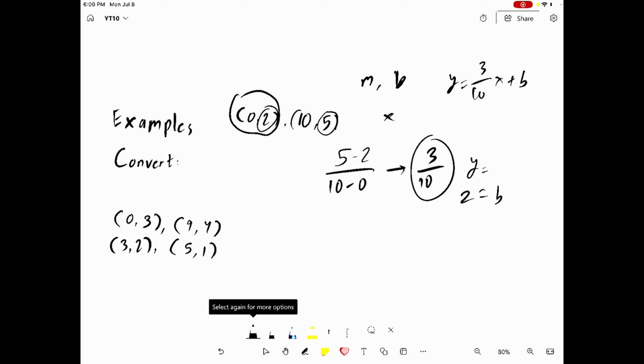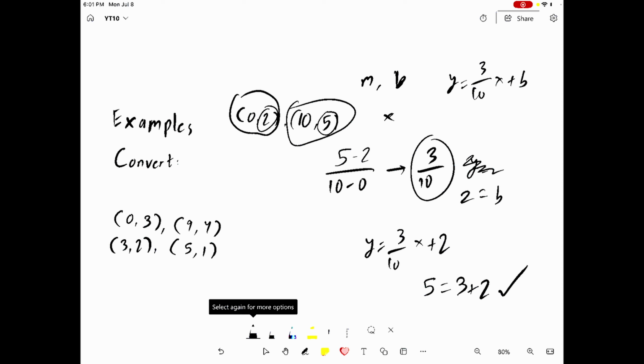So 2 is equal to b. So our equation is going to be y is equal to 3/10 x plus 2. Now, to verify it, to make sure we didn't do anything wrong, we substitute the other point in. So 10 comma 5, we'd have 5 is equal to 3/10 times 10, which is, of course, 3, plus 2. And I'm pretty sure this is true.